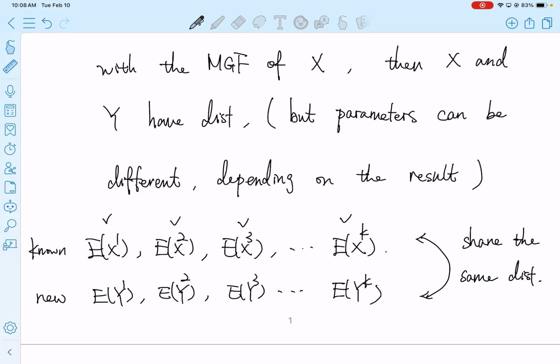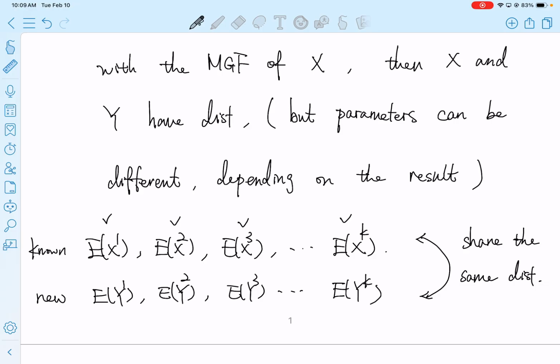So essentially it is just matching all the moments, and moments can be generated from the moment generating function. That is the name: a function that generates the moments. So if they have the same moment generating function, then they share all k moments, and then they share the same distribution. That is the underlying idea of using the moment generating function to identify the distribution.